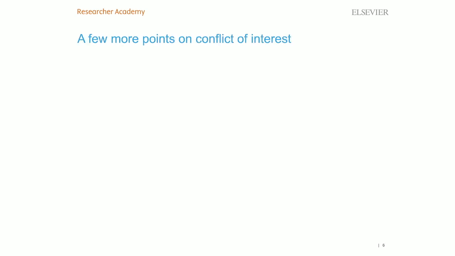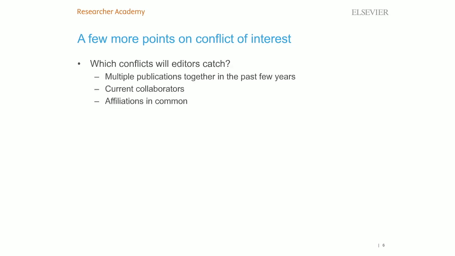I mentioned conflicts of interest. I get asked about this all the time, so I just wanted to add a few points about this. Editors can catch some of the most basic conflicts. If there's multiple publications between a suggested reviewer and an author of an article in the last few years, I think that's a little bit too close to be an objective source of opinion. If you're currently collaborating, especially, or if you have affiliations in common. So, if you're from the same department at the same university, or the same branch of a government organization, something like that, I probably won't invite that person to review.